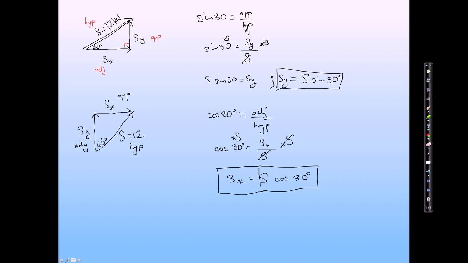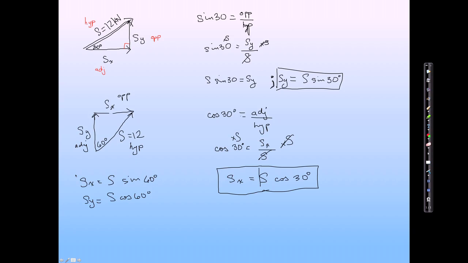And if you are calculating sx from this triangle, then sx would equal s sine 60, and sy would equal s cos 60.